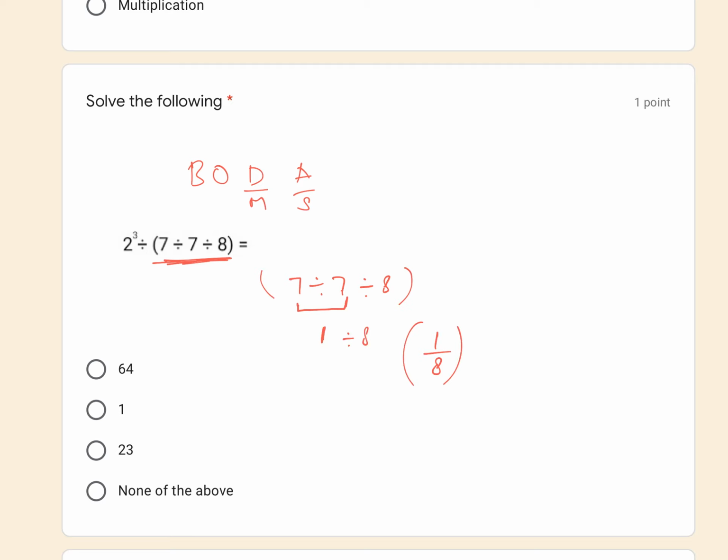So if I take this 2 cube over here, the second one is order, right? So what is order? 2 cube. 2 cube is 8, so 8 divided by 1 by 8, right? So it can also be written as 8 into 8 by 1. We know if the sign changes, we need to change the denominator to the numerator and numerator to the denominator. So 8 into 8 by 1, that is nothing but 8 into 8 equals 64.